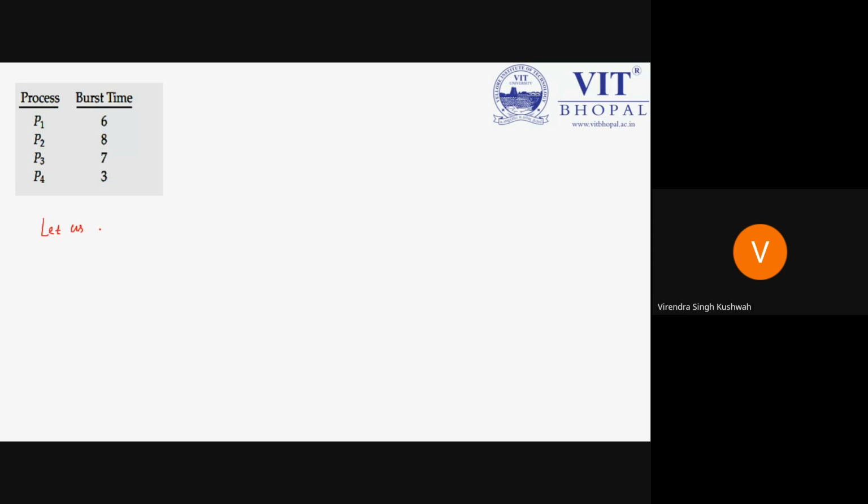Let us solve the problem by FCFS scheduling. As you know, the problem can be solved by a Gantt chart, so I'm drawing its Gantt chart. As per our concept, P1 will come first, and then P2, and then P3, and then P4.